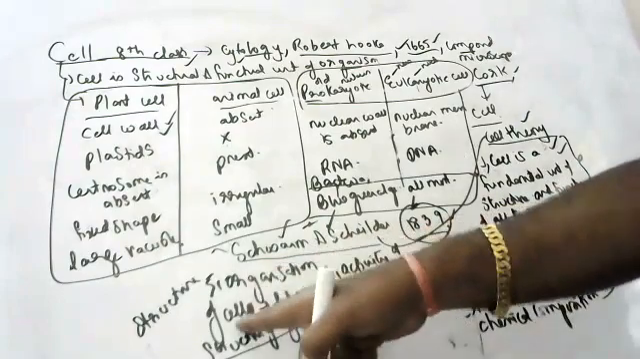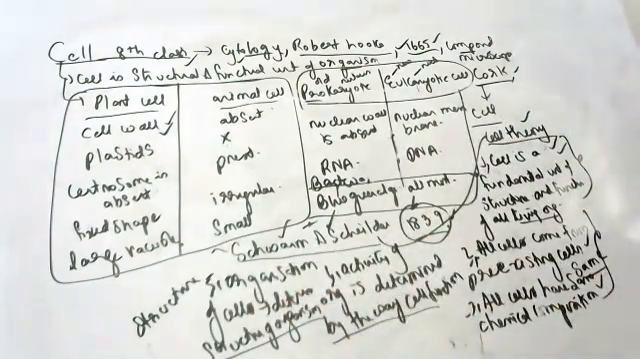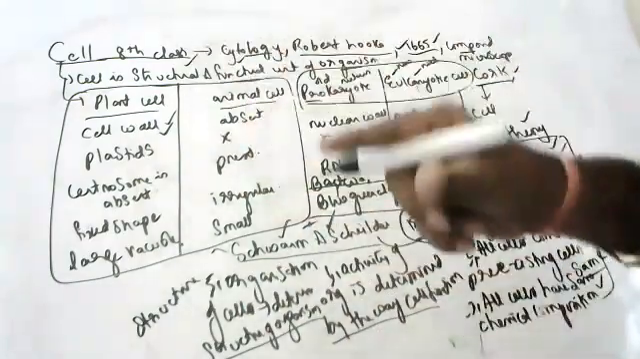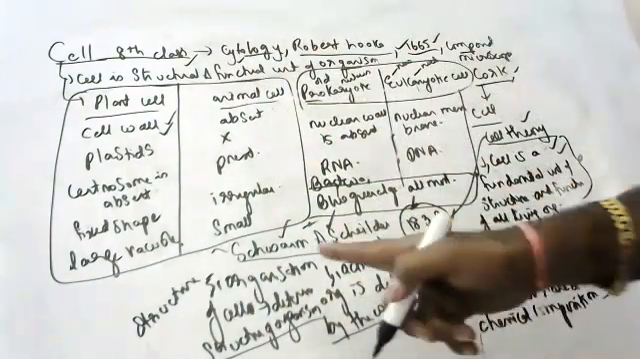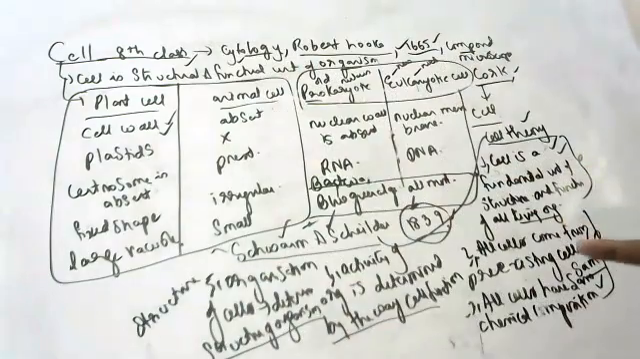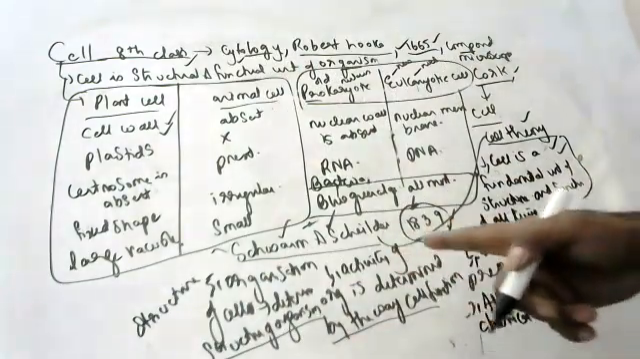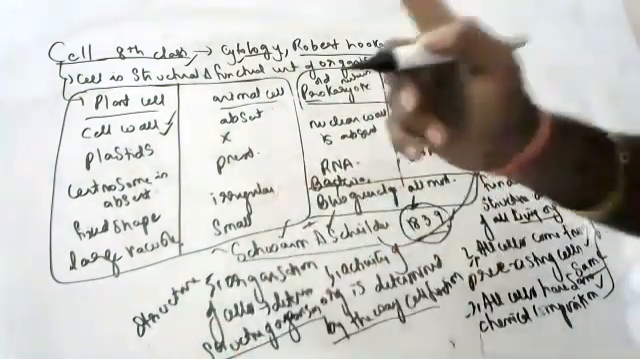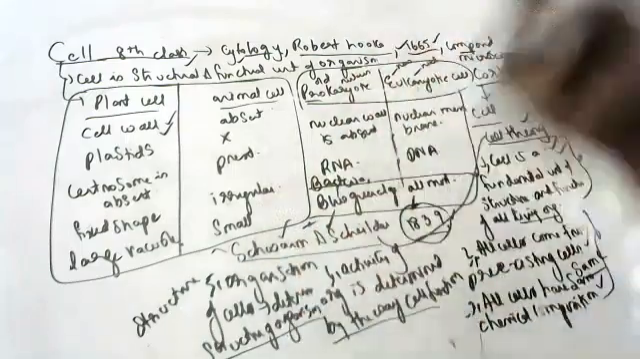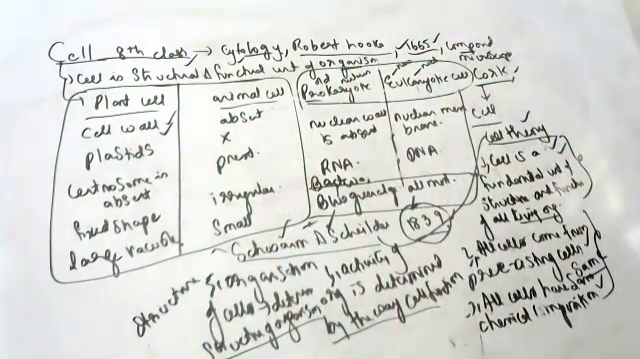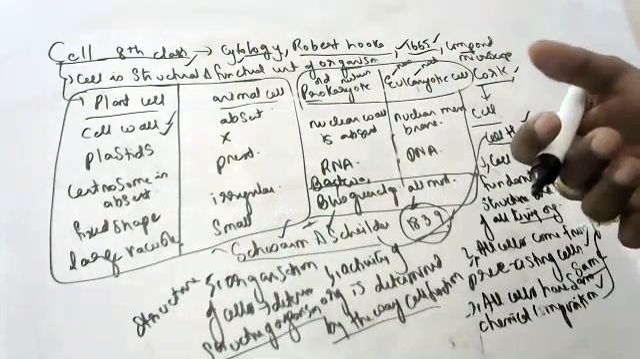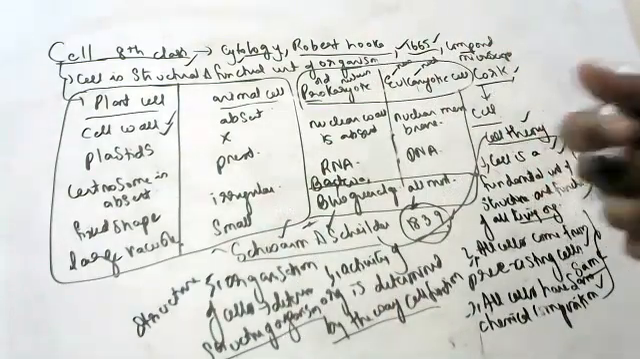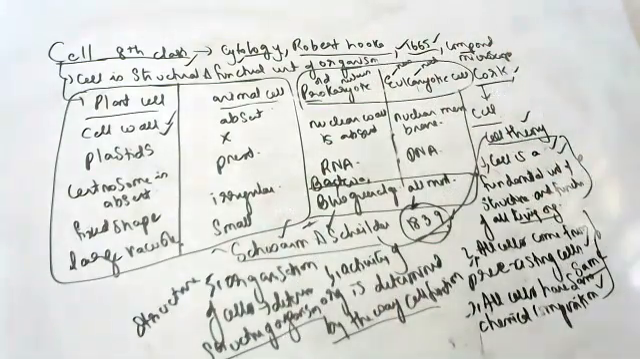Organization of cells, how cells are arranged, determines the structure of the organism. Say again: organization of cells determines the structure of the organism. Okay, children, very good.